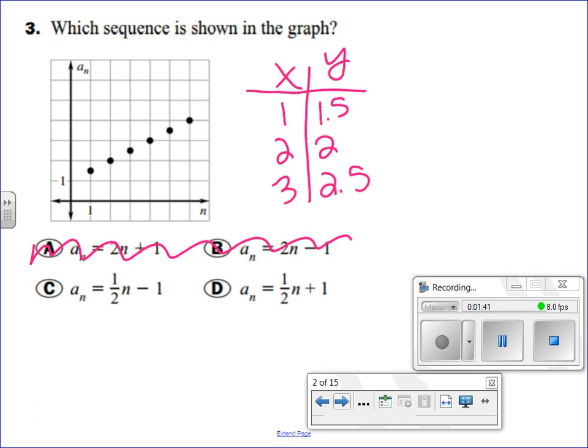I just look at my y-intercept. I'd follow it back this direction. My y-intercept would be right here, and that's the number 1. So it's D. I just looked at slope and y-intercept. Easy peasy.